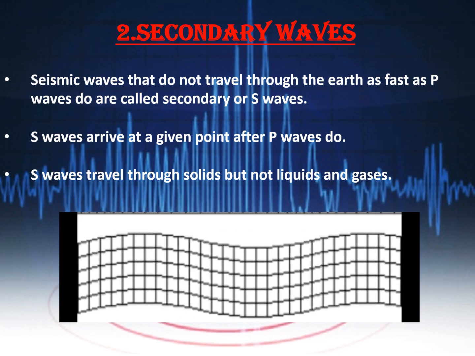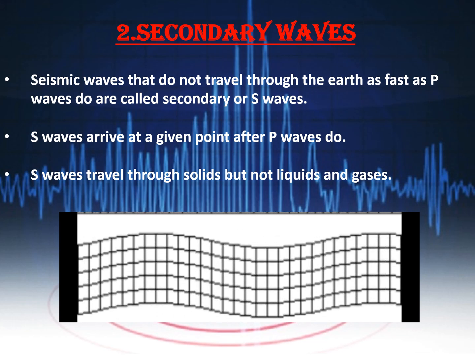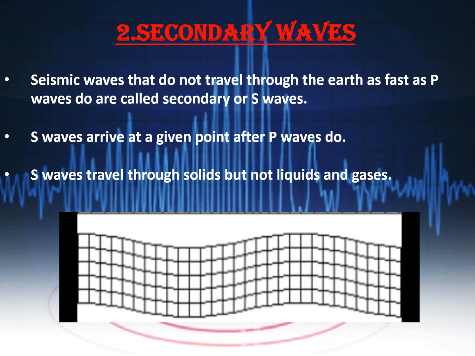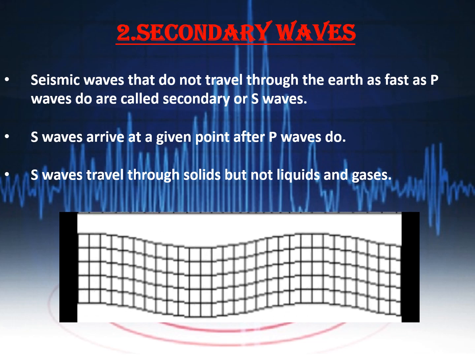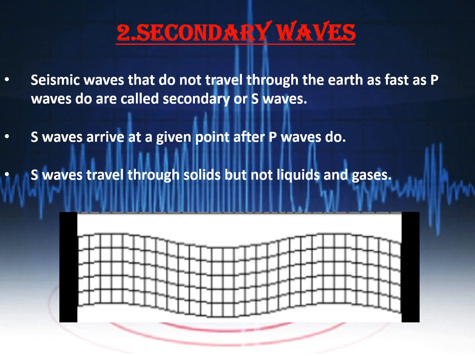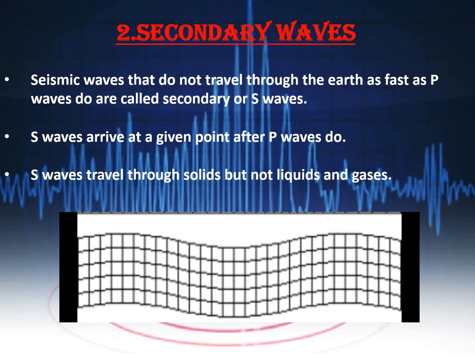These waves can travel through the solid medium. They get absorbed as they enter the liquid medium. The buildings on the Earth's surface move up and down because of these waves. They are more destructive than primary waves.